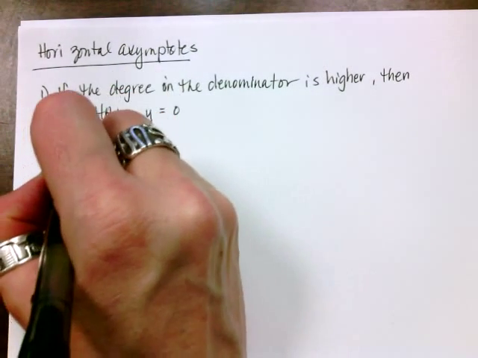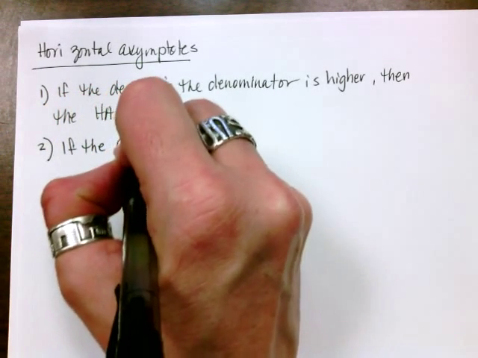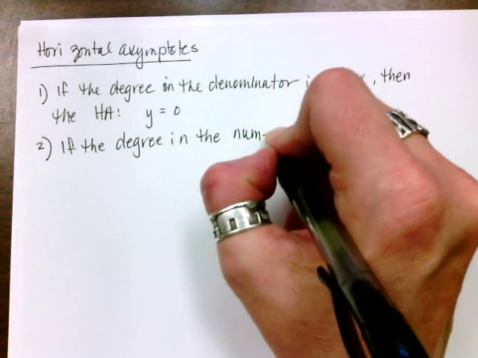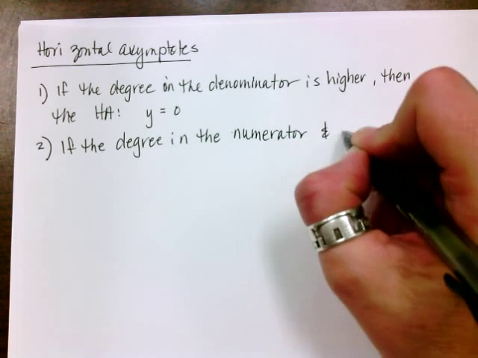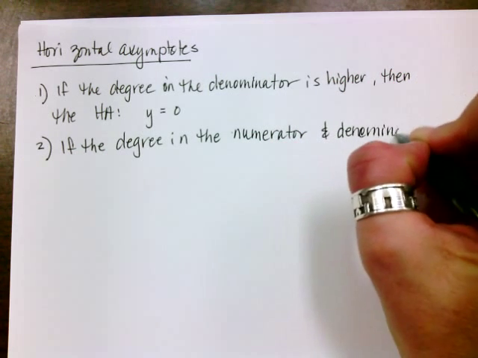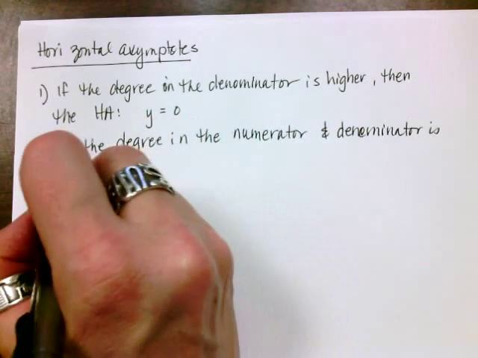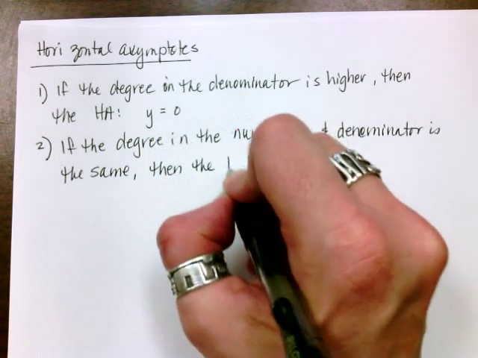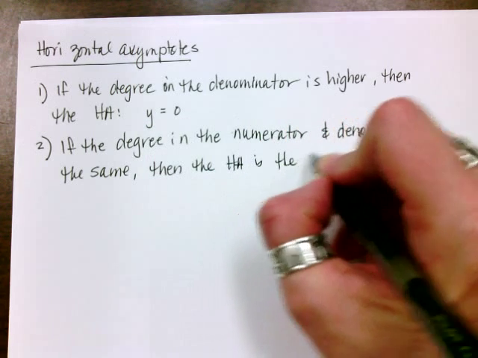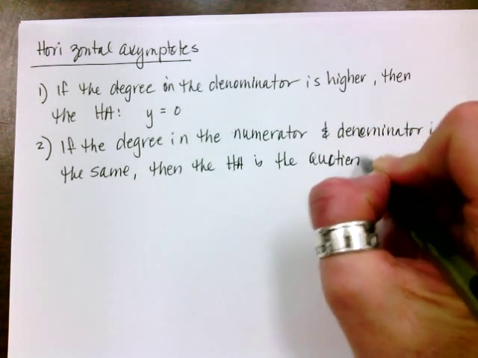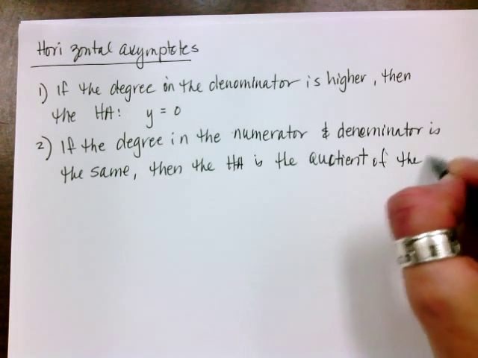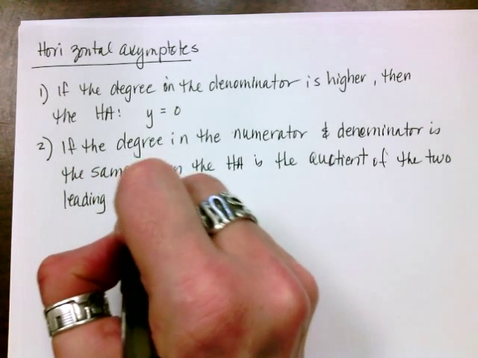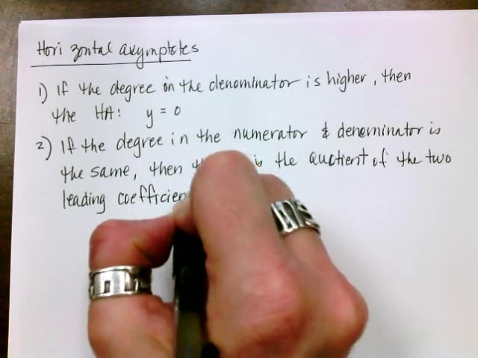Number 2, if the degree in the numerator and the denominator is the same, then the horizontal asymptote is the quotient, which means divide, of the two leading coefficients. So I'll show you what I mean.